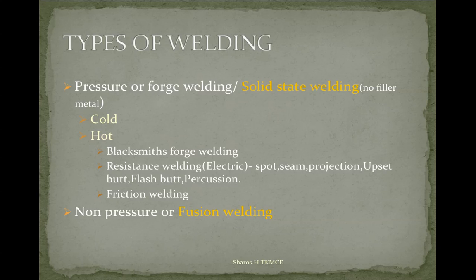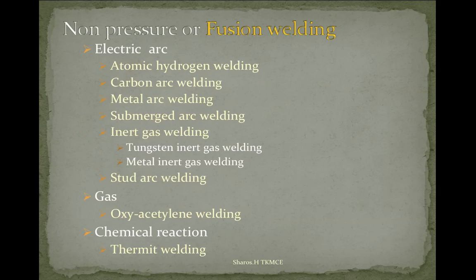The next classification is non-pressure or fusion welding process. These are the two broad classifications of welding process. Non-pressure or fusion welding processes can again be subdivided into electric arc welding, gas welding processes, and chemical reaction welding processes. Electric arc welding has further subdivisions such as atomic hydrogen welding, carbon arc welding, metal arc welding, submerged arc welding, inert gas welding, and stud arc welding.